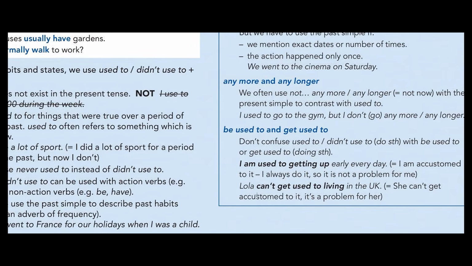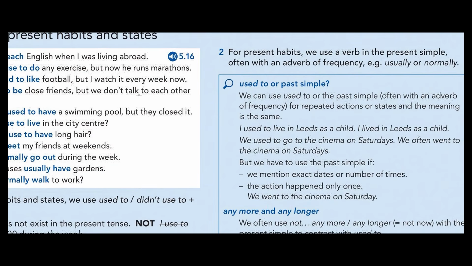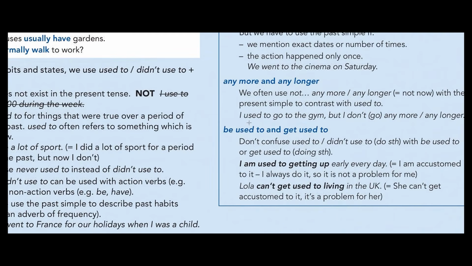Или, например, Лола не может привыкнуть к жизни в Великобритании. Она никак не может привыкнуть к этому, и это для нее проблема. Эти другие конструкции разбираются отдельно, и они ничего общего с обычным used to, который мы сегодня разбираем, не имеют. То есть used to — это привычки в прошлом, а be used to, get used to — это привыкнуть к чему-то, то есть стать нормальным для вас.